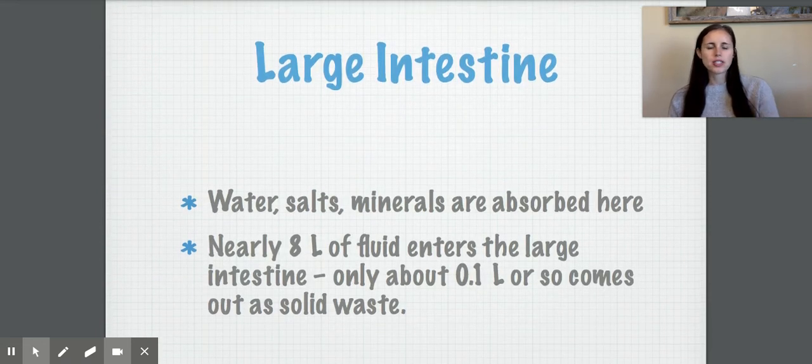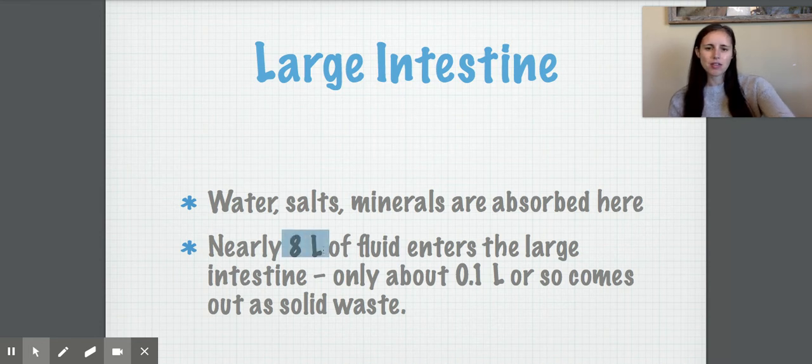So what does a large intestine do? It helps to absorb things. It mostly absorbs water. So you want to make sure that you have the water come out of your food and into your body. It also helps to absorb salts and minerals. So there's not really any food that's absorbed here. Most of the food is absorbed in the small intestine. The large intestine absorbs water, salt, and minerals.